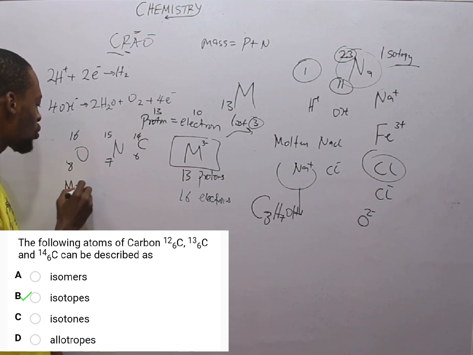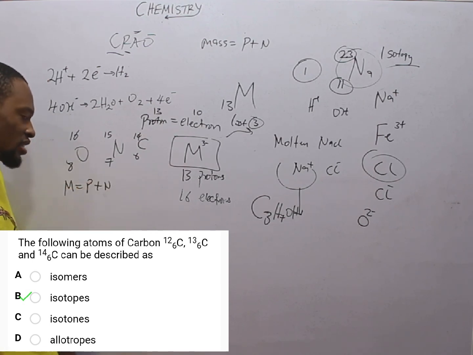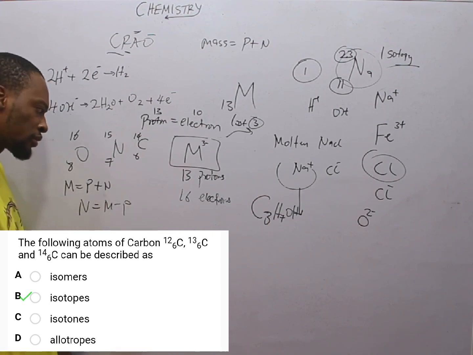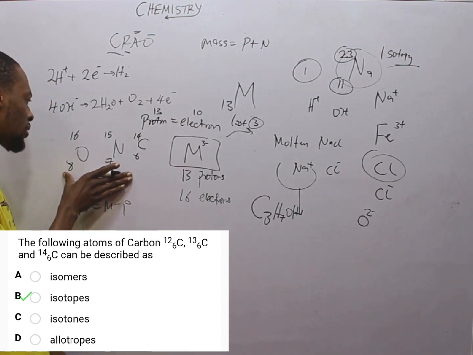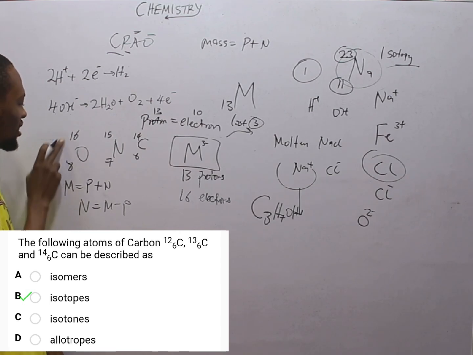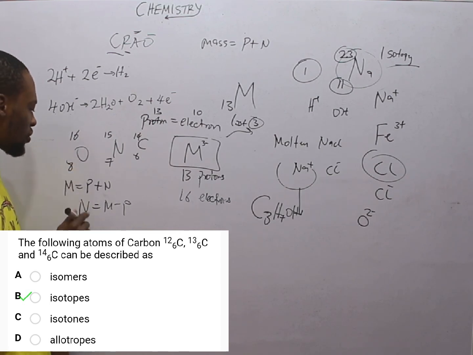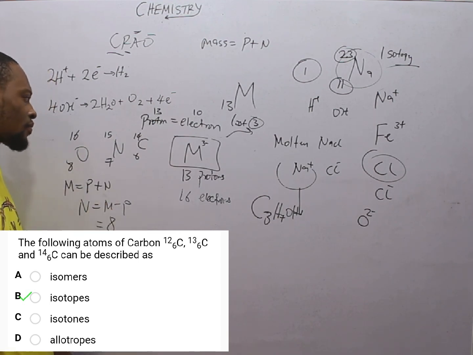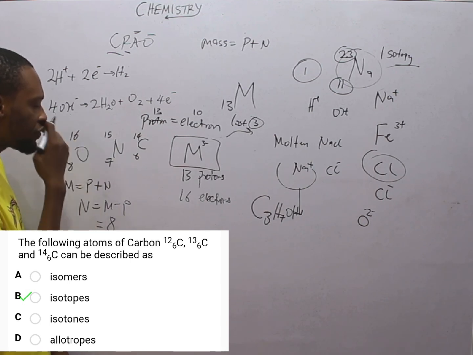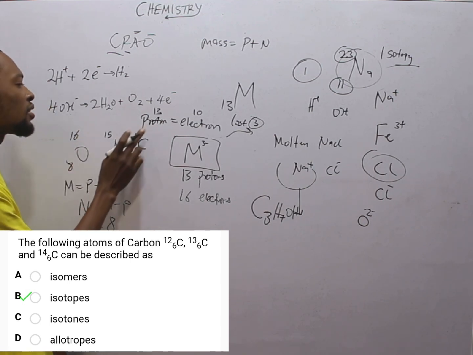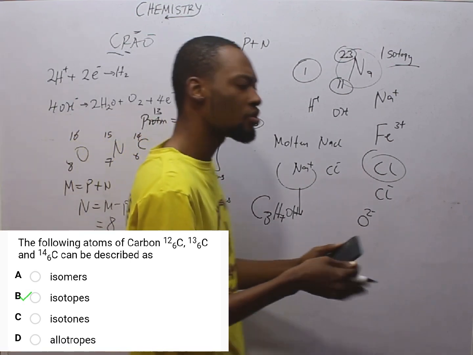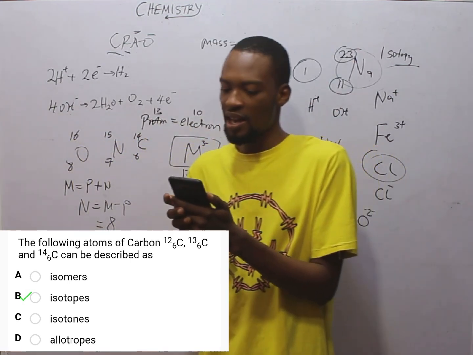Remember, atomic mass is equal to proton plus neutron, right? Which means neutron is equal to mass minus proton. And proton is the atomic number. In this case, mass is 16 and proton is 8. So therefore, neutron is 16 minus 8. That should give you 8, right? How about this? Neutron is 15 minus 7. 15 minus 7 is 8. Carbon, 14 minus 6 is 8. So they have the same number of neutrons. So they are referred to as isotones.